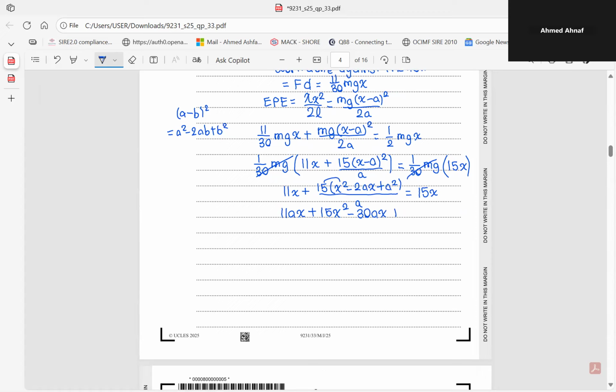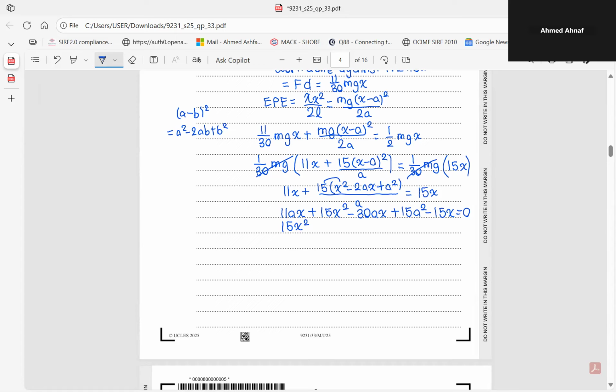15 times a squared, that's plus 15a squared. Let's also move the 15 over to the left-hand side, so minus 15x equals 0. Okay, now let's group all the terms together in terms of their x power. So the x squares go together, the x terms go together.